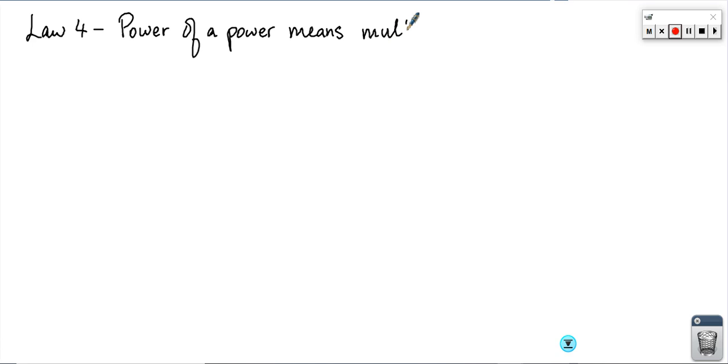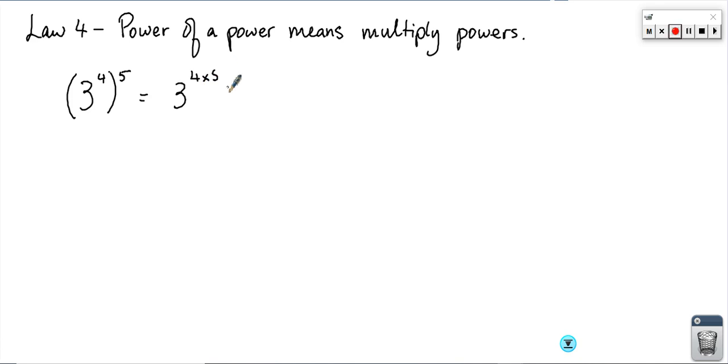Law number 4. Law number 4 states that power of a power means we have to multiply the powers. So if I have 3 to the power of 4 to the power of 5, this means 3 to the power of 4 multiplied by 5, which is 3 to the power of 20. So what's important here, if we have power of a power, we need to multiply the powers.